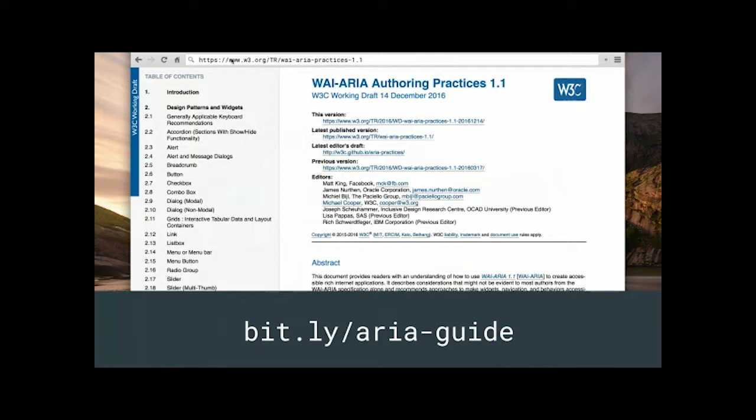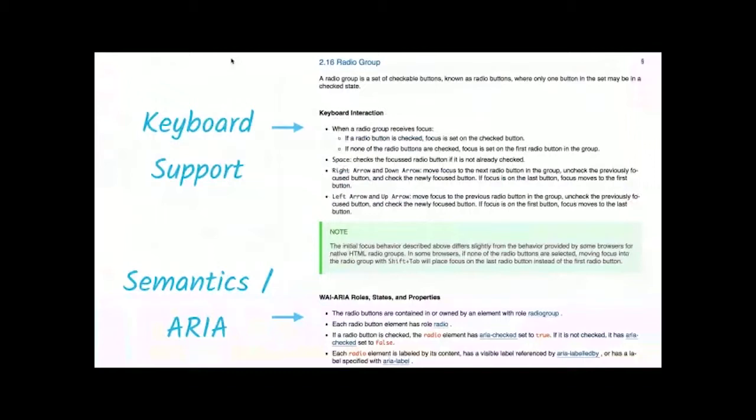So for example, looking at the radio group example, it'll tell me exactly the kind of keyboard interactions that I need to support, how focus should move around the page. And it'll also tell you down towards the bottom, the ARIA roles and states and properties that you need to apply and when you need to apply them. So this is effectively your cheat sheet.